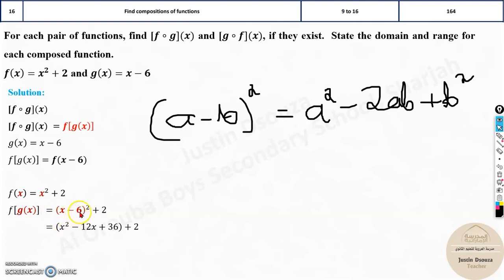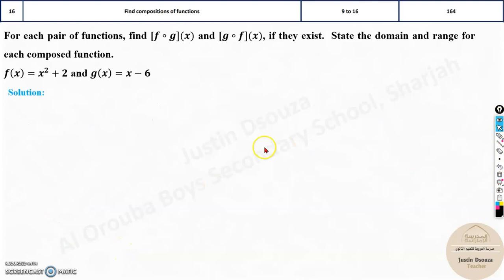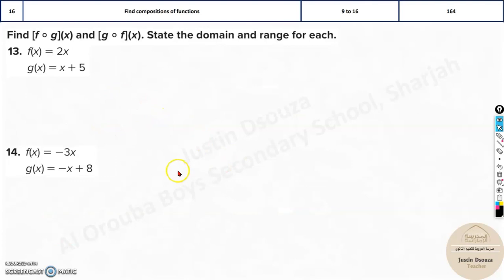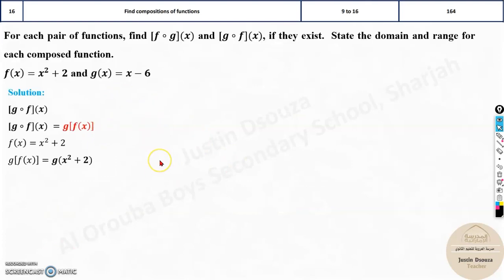It'll be x squared minus 12x plus 36 plus 2. Why? Because a squared is x squared, minus 2 is a constant. 2 multiplied by 6 is 12, and multiplied by x, it'll be minus 12x. Plus 6 squared is 36, and add 2 to it. This is your final answer. That's it. So this is how we find the function. Now, I just realized the domain and ranges are not written, but anyways, that is how you solve it.